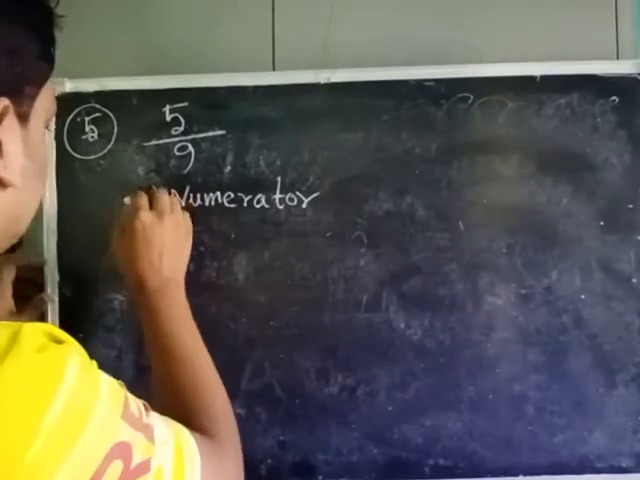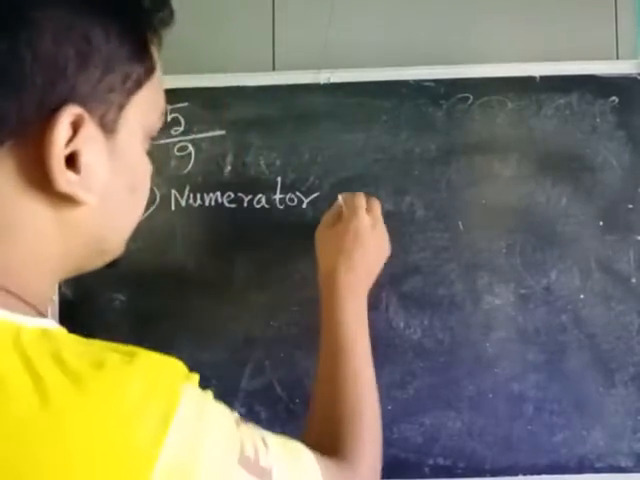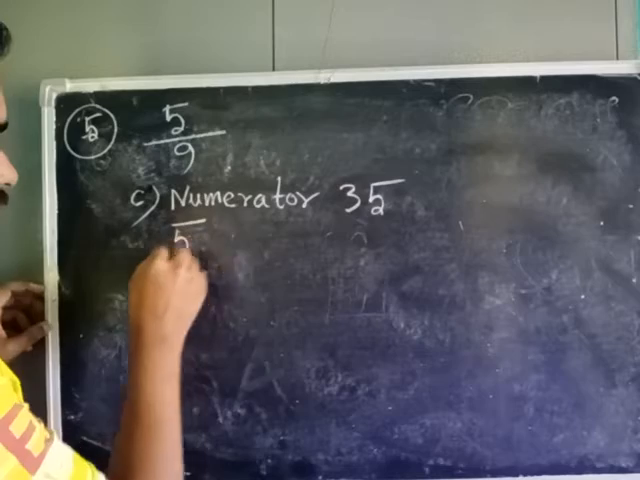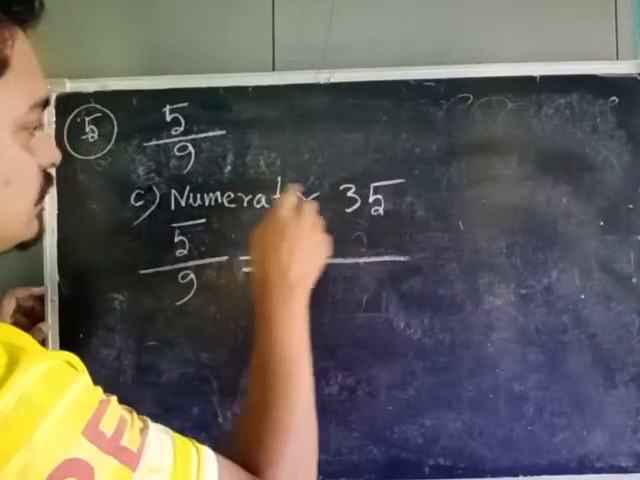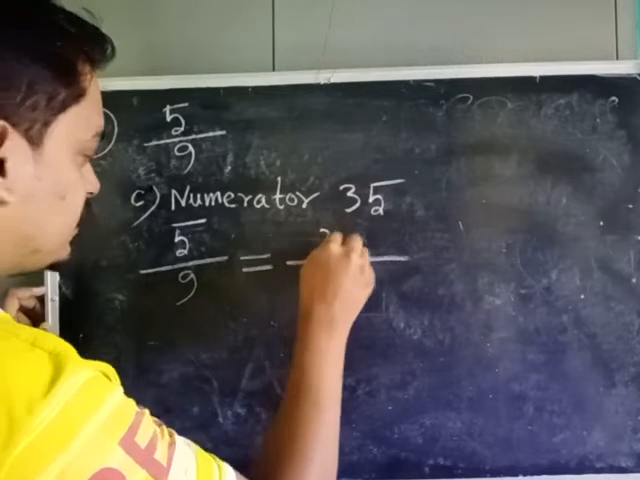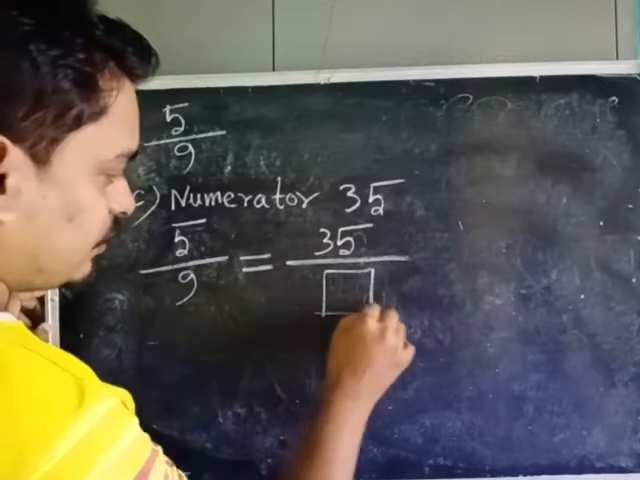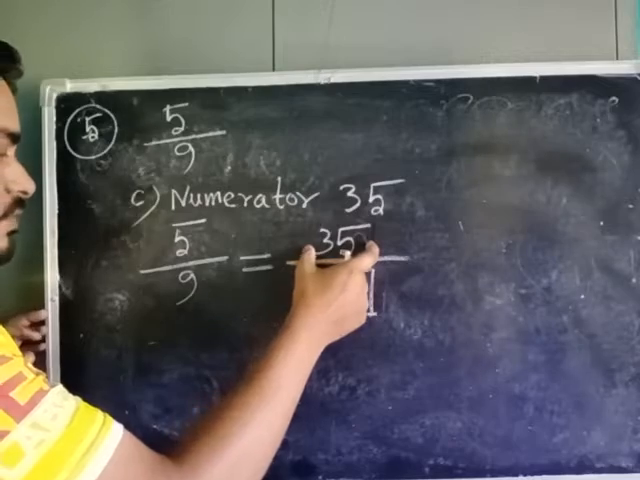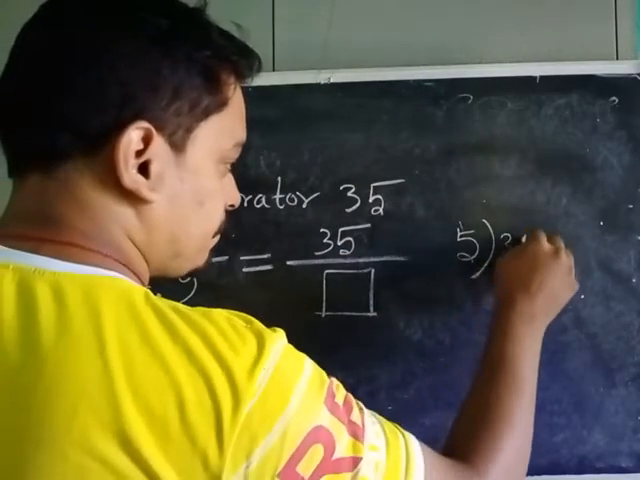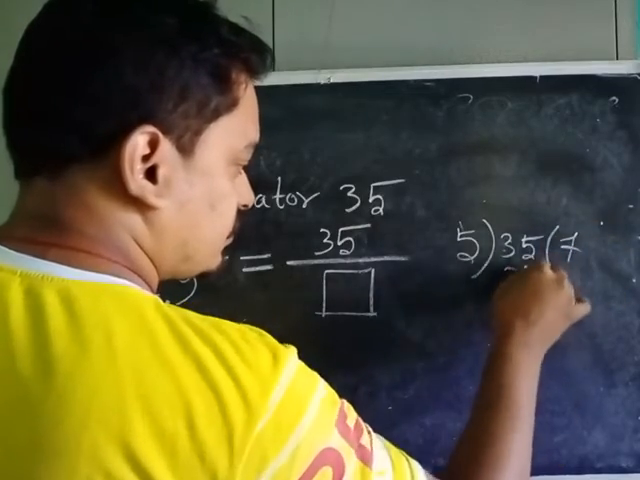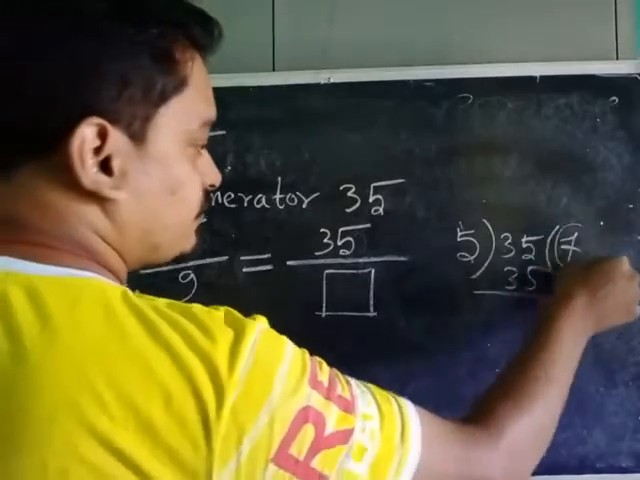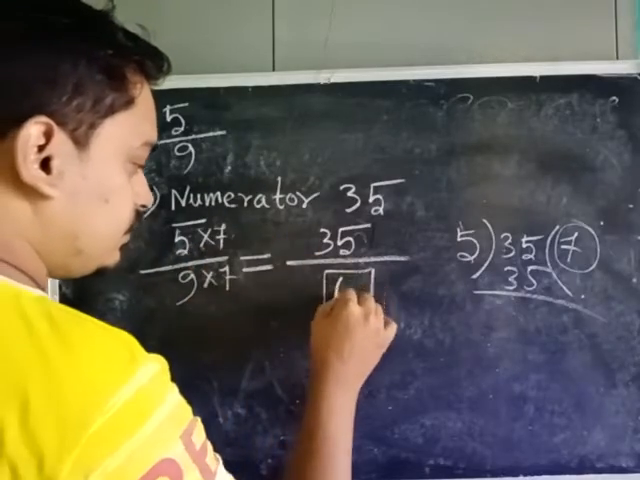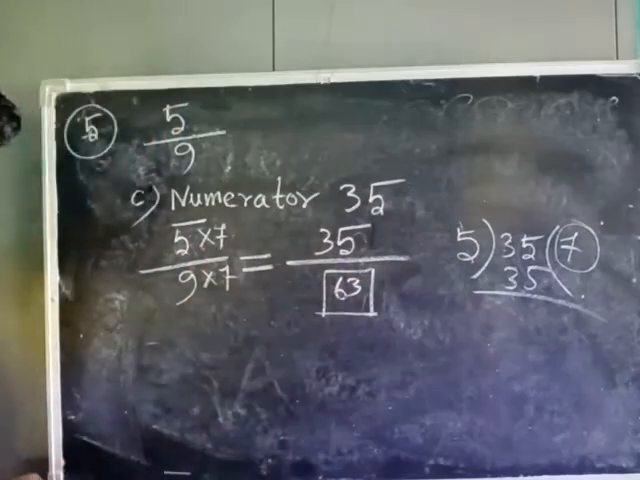Number C. Numerator 35. This question can be written this way: 5 by 9 equal to, numerator 35. So upside we write 35, downside nothing is there, and we have to find the value of the box. Again we have to divide first. 5 sevens are 35, so we have 7. So here we multiply by 7: 5 sevens are 35 and 9 sevens are 63. In this way you have to solve.